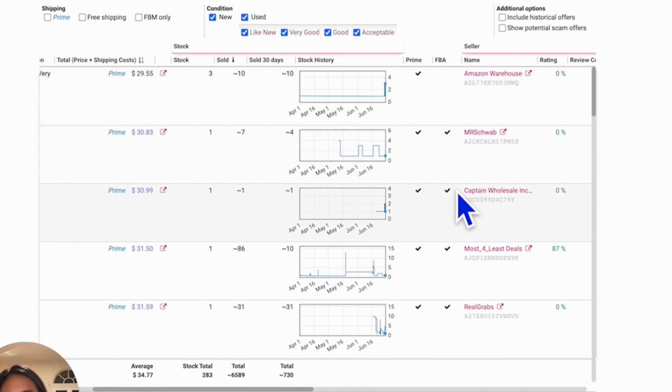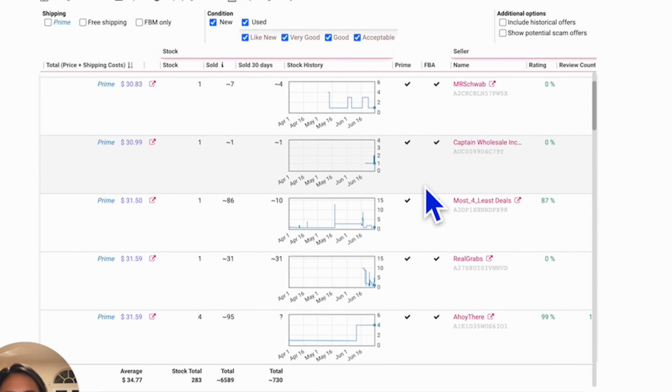So what we can see here is that this is their stock, and then it tabulates the entire thing, which is 283. And then this shows how many sold, which is 6,589. And then what we can see here, you're going to want to look at this, which says Prime and FBA. All of these sellers right here, this is Amazon Warehouse, so that's different.